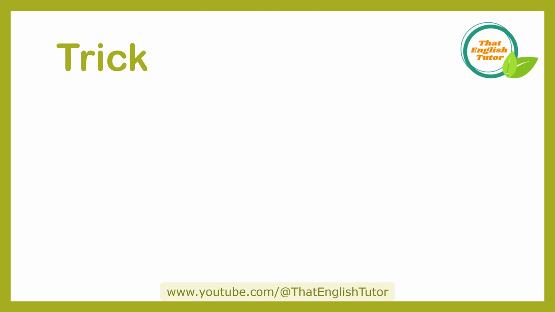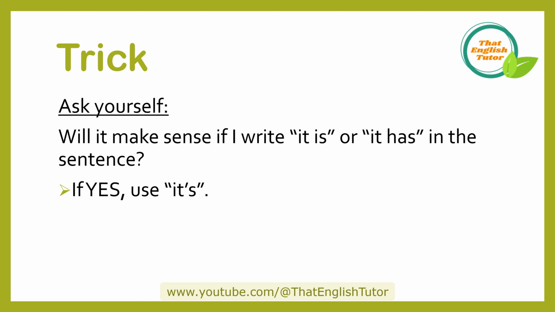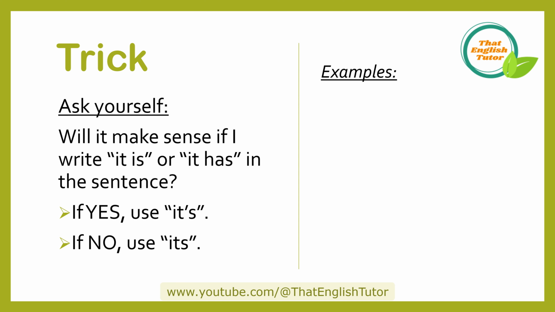Here's a trick that will help you figure out which version of its to use if you're still confused between the two. Let's say you're writing an essay on something and you feel unsure about which its to use. Ask yourself, will it make sense if I write either it is or it has in the sentence? If your answer is yes, use it's with an apostrophe. If your answer is no, use the one without the apostrophe.